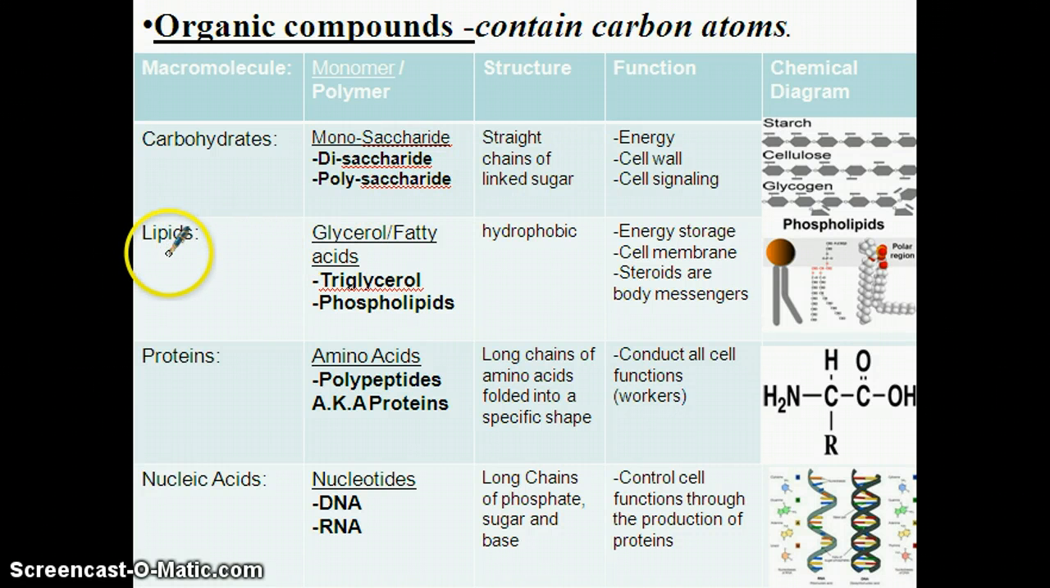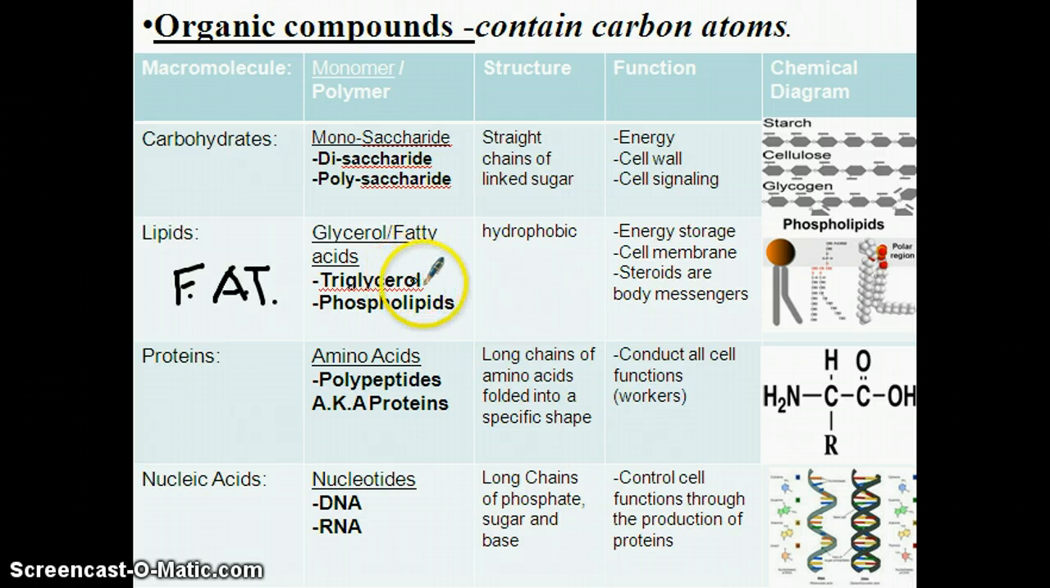The second one is lipids. Lipids, the monomer is glycerol or a fatty acid tail. That's a way, and you can think of fats, F-A-T. Lipids are fats. They are made up of a fatty, F, acid, A, tail. That's a way to remember the monomer.